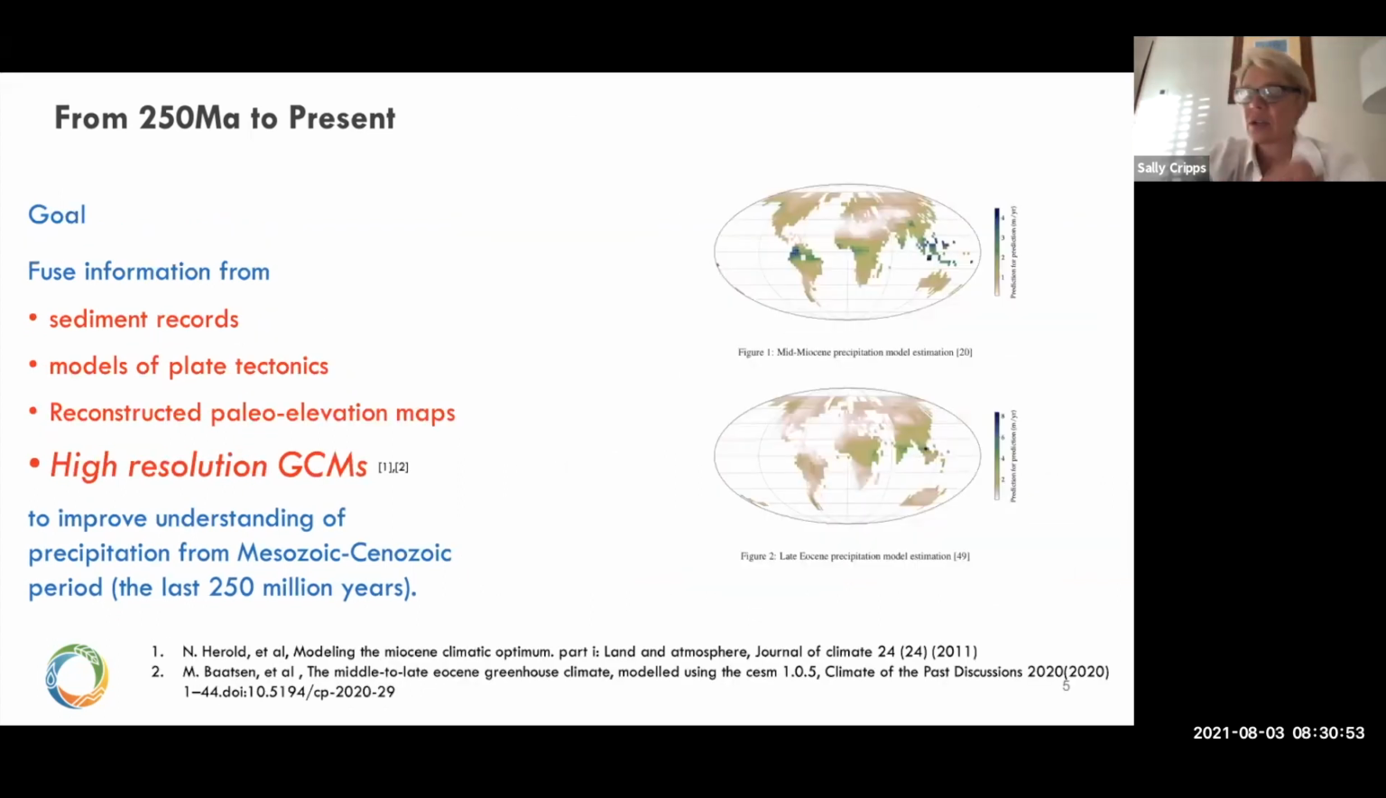The last piece of information is precipitation output itself from general circulation models. And we have these available for the mid-Miocene period and the late Eocene period. So for these 2 periods, we have all 4 pieces of information, that is sediment records, models of plate tectonics, reconstructed elevation, as well as precipitation. And we are going to use these 2 periods to develop a model which relates the information contained in the first 3 data sources to precipitation.